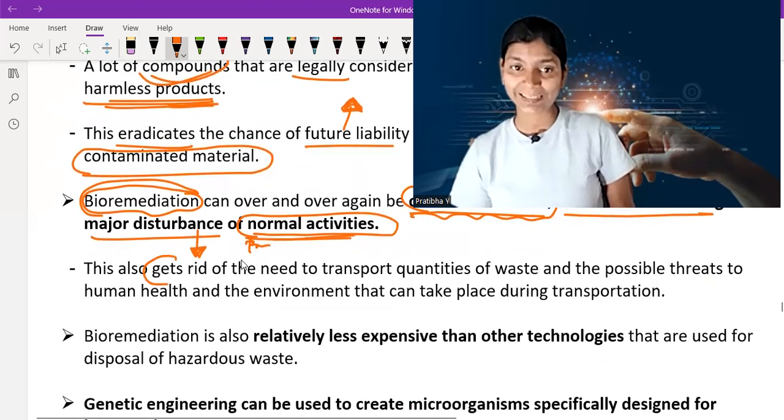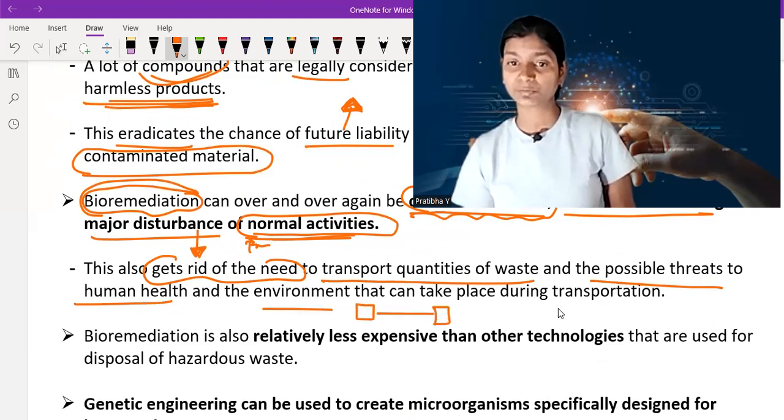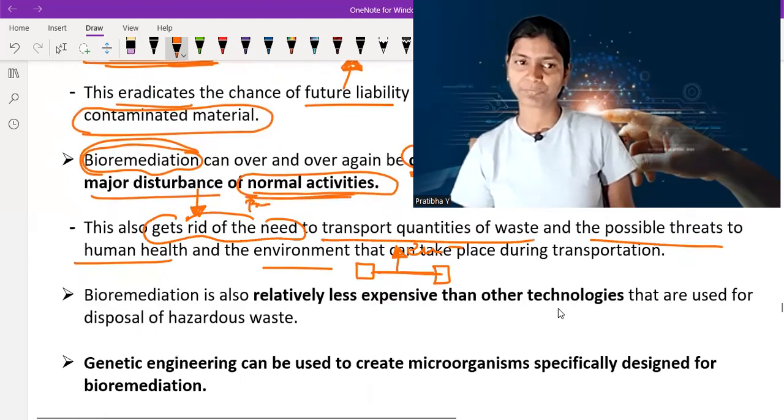This also gets rid of the need to transport quantities of waste, and the possible threat to human health and the environment that can take place during transportation. When we transport waste from one place to another, it causes a problem to the environment as well as human health. So through bioremediation, we get rid of this type of problem.